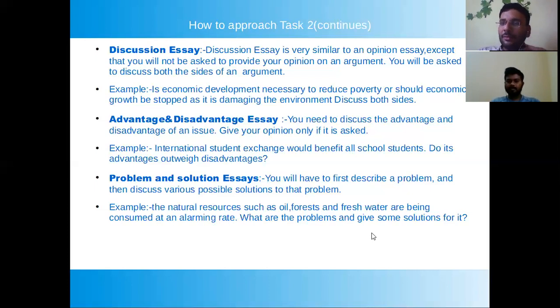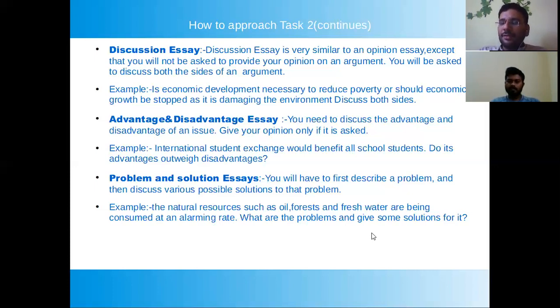So maybe you can talk about both positives and negatives here, and then you have your problem solution essay, wherein you are given a problem and you're supposed to put some practical solutions on the problem. Now, just look at this example. Natural resources such as oil, forests, and fresh water are being consumed at an alarming rate. What are the problems? And give some solutions for it.